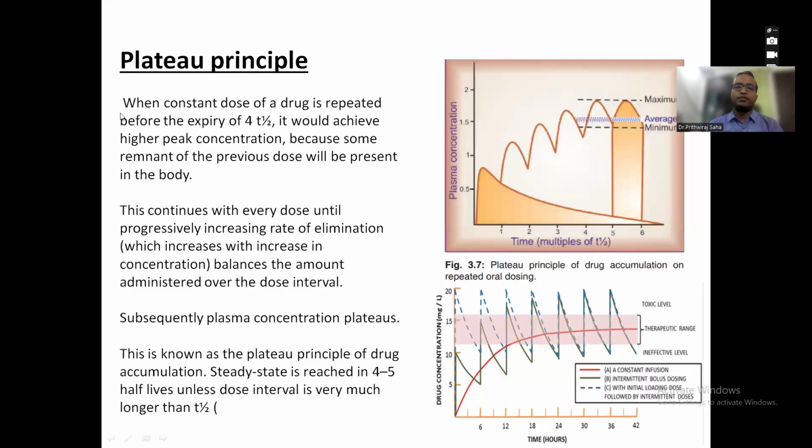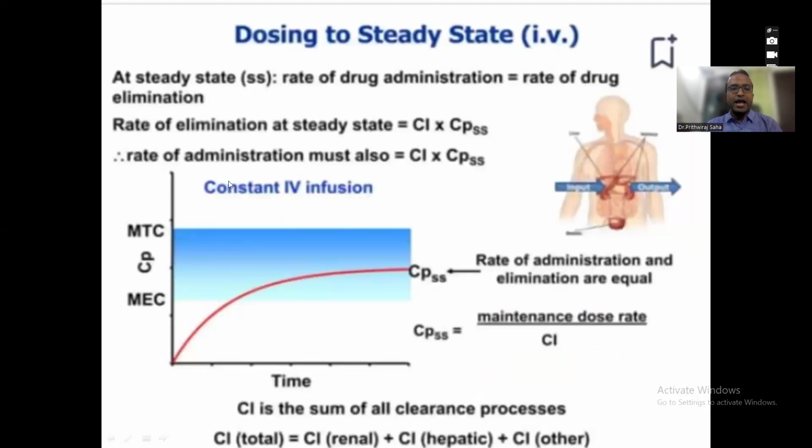What I said to you, in the steady state level, the rate of elimination is clearance into the concentration at the steady state. So we know, what is clearance? It is the amount of blood from which the drug is cleared off, and the concentration of the drug that totally makes the amount of drug which is going out of the body. So clearance into the concentration makes the rate of elimination.